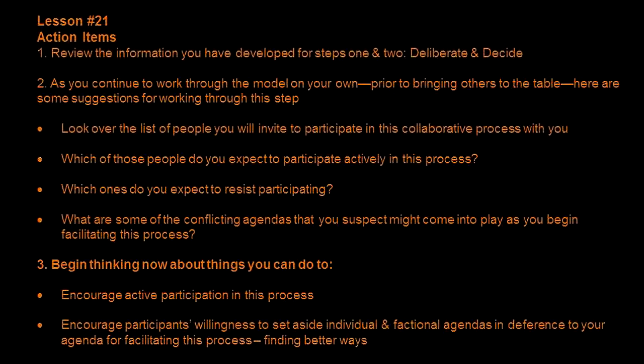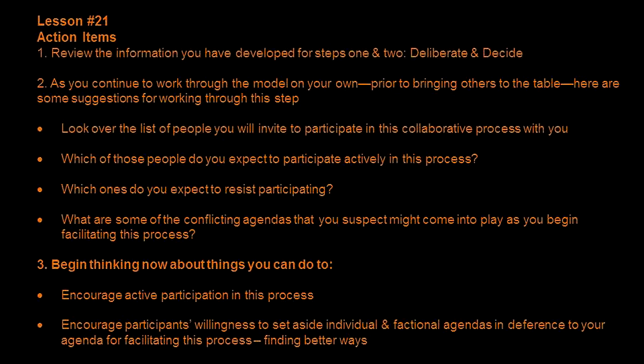Let's look at the action items for this lesson. Review the information you've developed for the first 2 steps. And as you continue to work through the model on your own, here are some suggestions. 1, look over the list of people you'll invite to participate in this collaborative process with you. People with operational expertise. Which of those people do you expect to participate actively in this process? Which ones do you expect to resist participating? What are some of the conflicting agendas that you suspect might come into play as you begin facilitating this process?